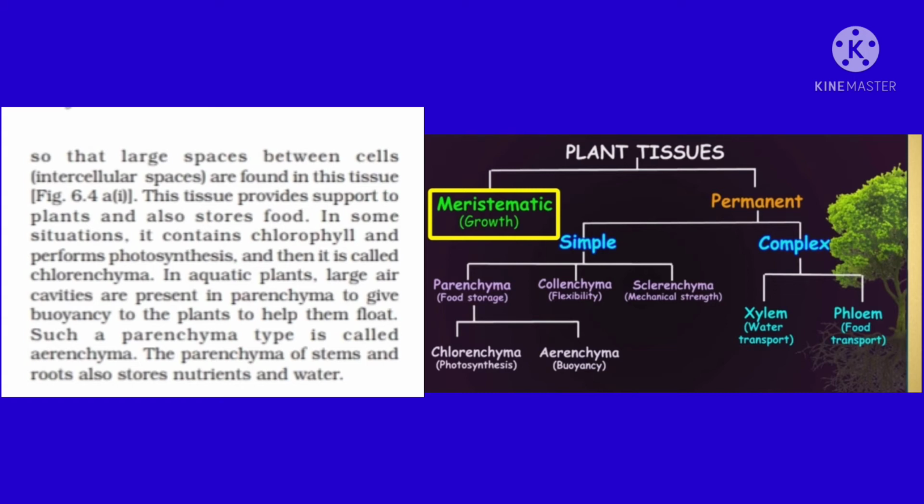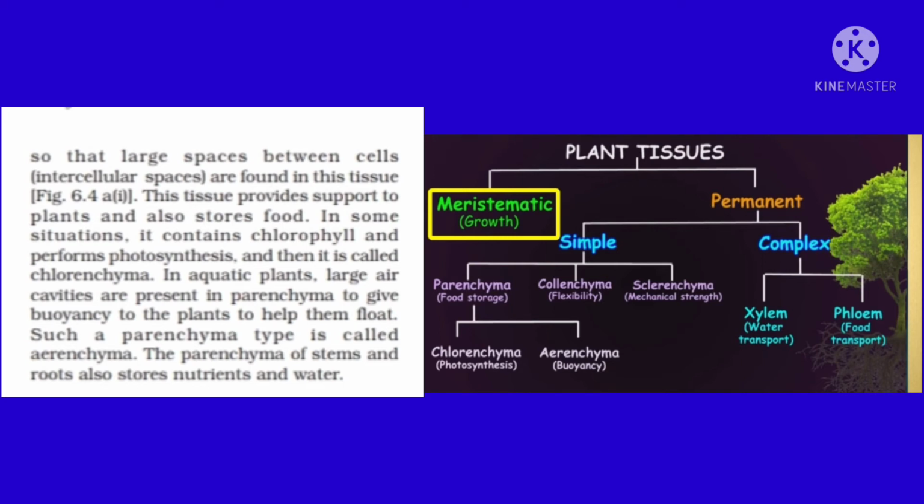So in parenchyma, we have seen different types of tissues. One is aerenchyma, the other is chlorenchyma. Chlorenchyma performs photosynthesis. Aerenchyma helps the plants to float in water. Mainly hydrophytes, water plants, have this type of permanent tissue, aerenchyma.